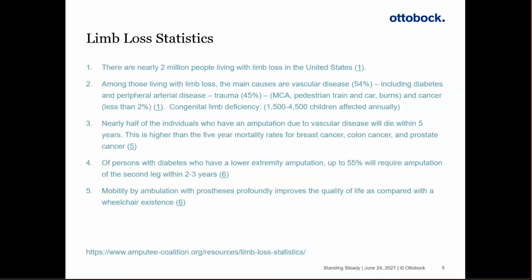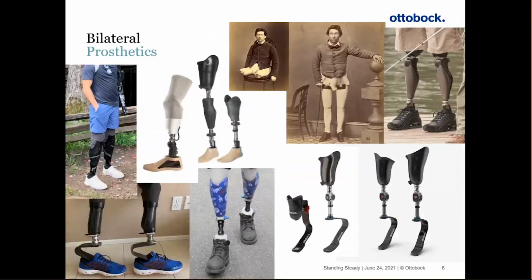Studies have shown that mobility by ambulation with prostheses profoundly improves the quality of life as compared with a wheelchair existence. So this is something really important as we look at the bilateral population. I was speaking with a practitioner yesterday who said he was seeing unilateral users come in a wheelchair and walk out with a prosthesis, but bilateral users come in a wheelchair and leave in a wheelchair. And it was really important to determine how do we fix this?